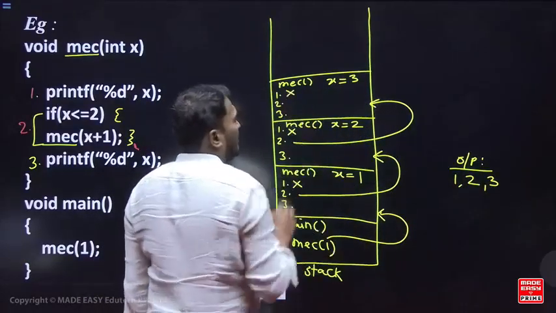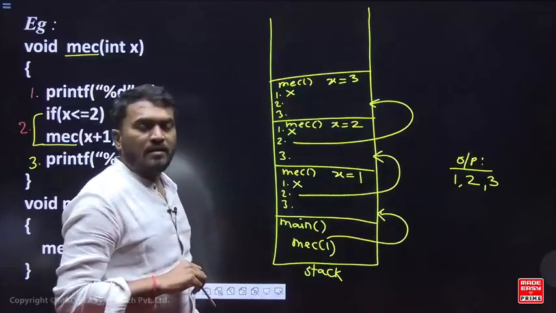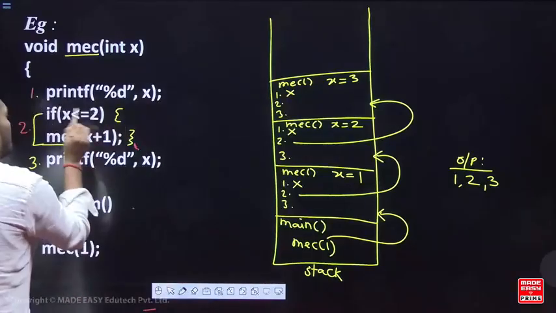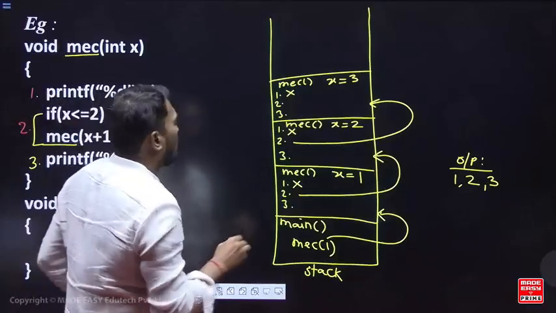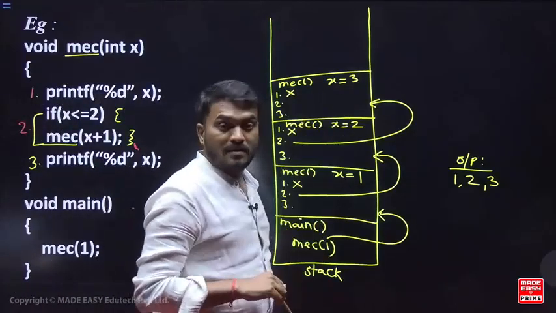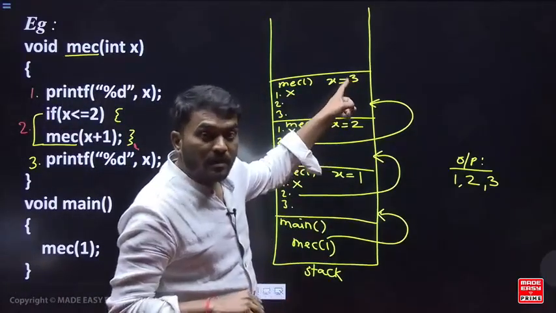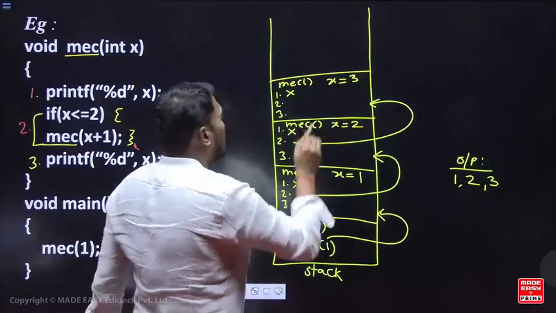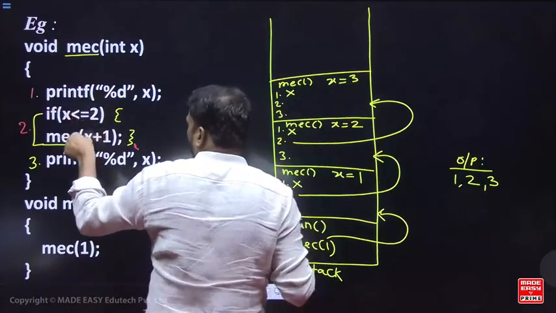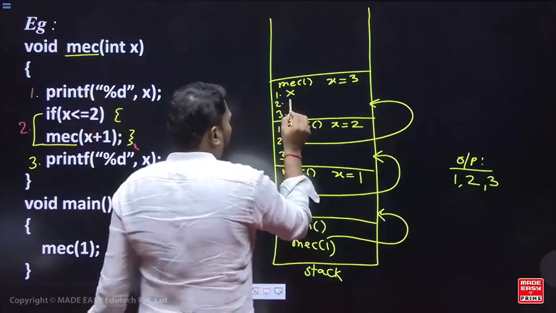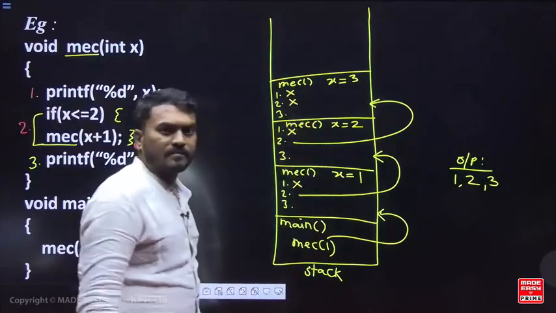Now first statement is completed. Now tell me the second statement. If x less than or equal to 2, you call MAC x plus 1. Now tell me, x less than or equal to 2, true or false? False. Because what is the x value in this activation record? 3. So this condition is false. If this condition is false, you are not going to call the MAC function. So second statement is completed.